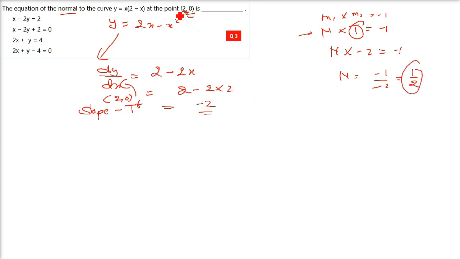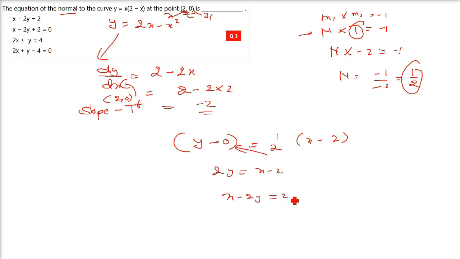We already have the point (2, 0). So y minus y1 equals m times (x minus x1), which is the equation of the line. x I will use as 2, y I will use as 0. So y minus 0 equals half times (x minus 2). Now multiplying by 2, 2y equals x minus 2. So x minus 2y equals 2.